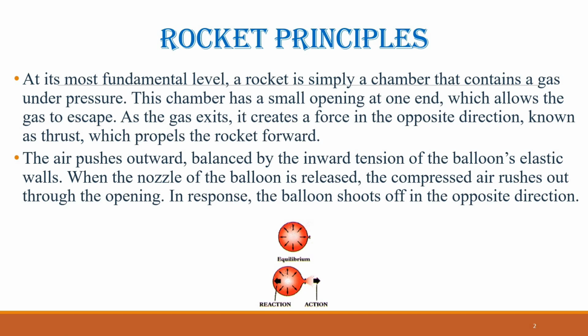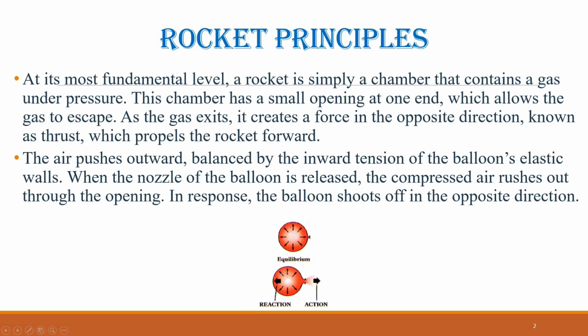A familiar and easy to understand example of this concept is a balloon. When a balloon is filled with air, the rubber walls of the balloon compress the air inside. The air pushes outward, balanced by the inward tension of the balloon's elastic walls. When the nozzle of the balloon is released, the compressed air rushes out through the opening. In response, the balloon shoots off in the opposite direction.